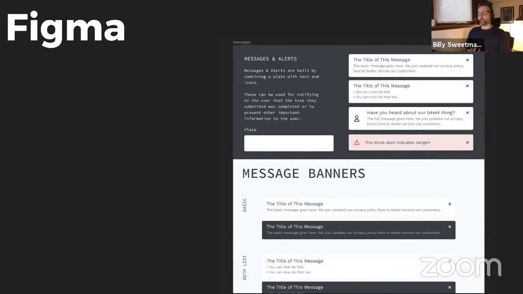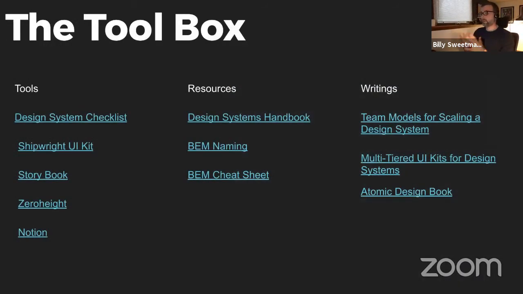So that's kind of everything in the creation process. These are what I call the toolbox, some of the tools that we talked about. The design system checklist is super helpful when planning out your design system. Shipwright is a UI kit that we developed that is on the Figma community that you can download, so you can get an idea and see how we actually do that. It'll be continually evolving as we learn new things and as we get inspired by new processes. A link to Storybook, ZeroHeight, and Notion, just great documentation tools for when you're getting your system up off the ground.